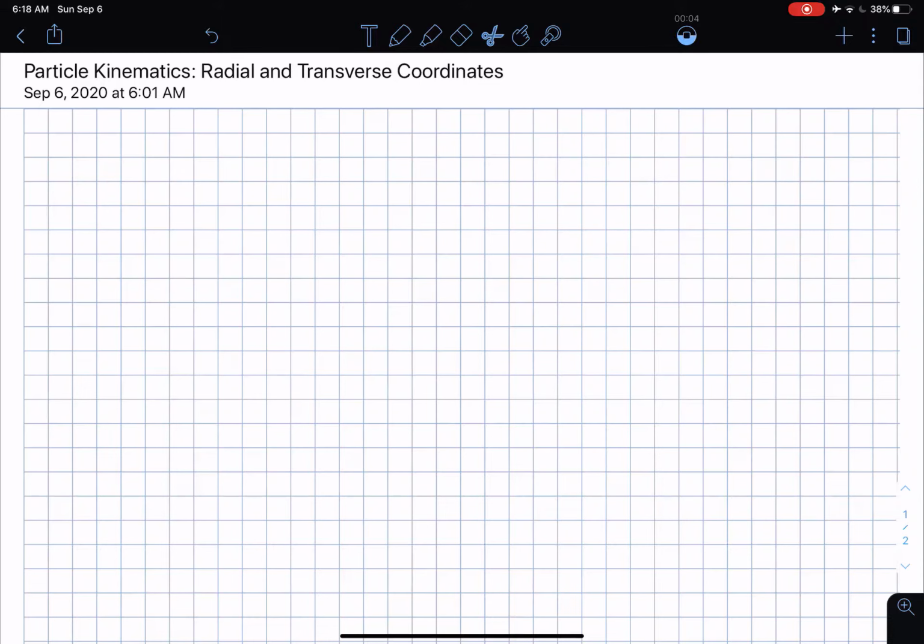We're going to be looking at particle kinematics in the radial transverse coordinate system, or what is called the polar coordinate frame. Okay, so motion in the radial transverse system, or what is also called the polar coordinates.